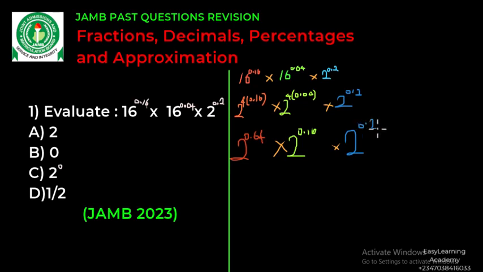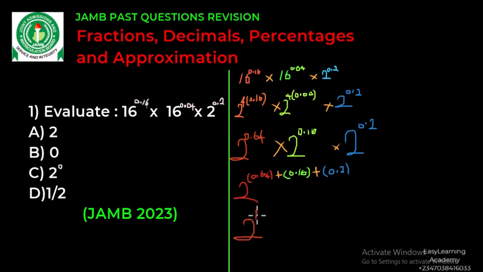Now, by the laws of indices, when the bases are the same and we are to multiply, we add up the powers. So among these 3 bases, we pick one base, and when we pick it, we add all the powers. Let's write out all the powers: 0.64 added to 0.16, added to 0.2. So adding it up, 0.64 plus 0.16 plus 0.2, we're going to have 1.